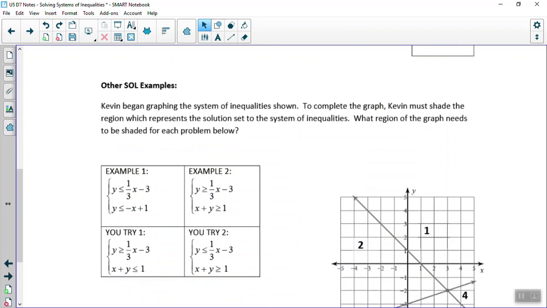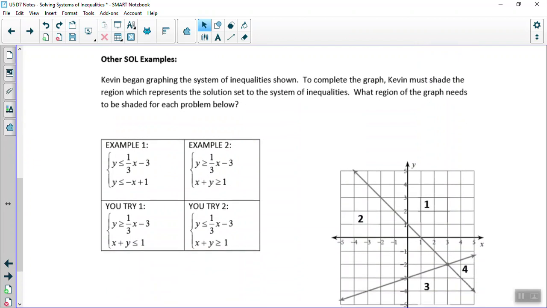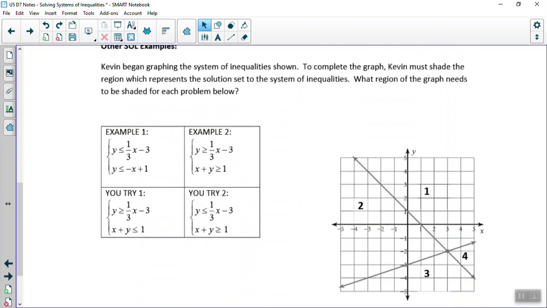All right, so now here are some other types of examples that we might see. So here they want to know which shading is going to be the best. So here we have a system, okay? And you're going to notice that each time it's the same two equations, except for this first one here has already been rearranged.